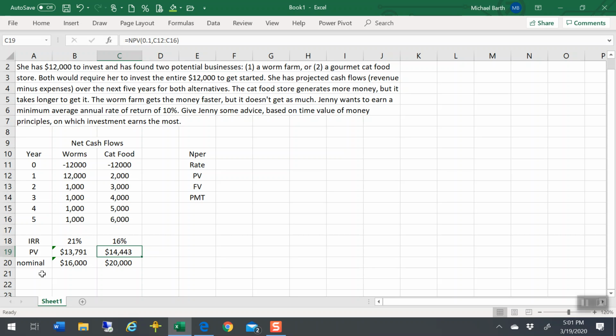In a future module, we'll point out that most finance people say more dollars is better. So although it takes longer to get them, which lowers the average annual rate of return, you're still earning more total dollars. The $20,000 is more than 16, and 14,443 is also higher. So ideally, Jenny would take the one that is worth the most money.